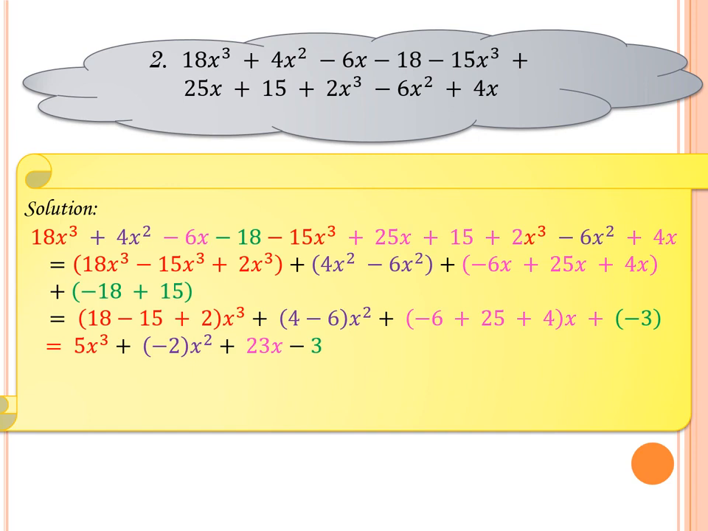Copy ang literal coefficient na x squared. And negative 6 plus 25 gives us positive 19. Okay? Positive 19. Plus 4, this will be equal to 23. Copy the literal coefficient x. And positive times negative 3 is just equal to negative 3. So we will have this solution.